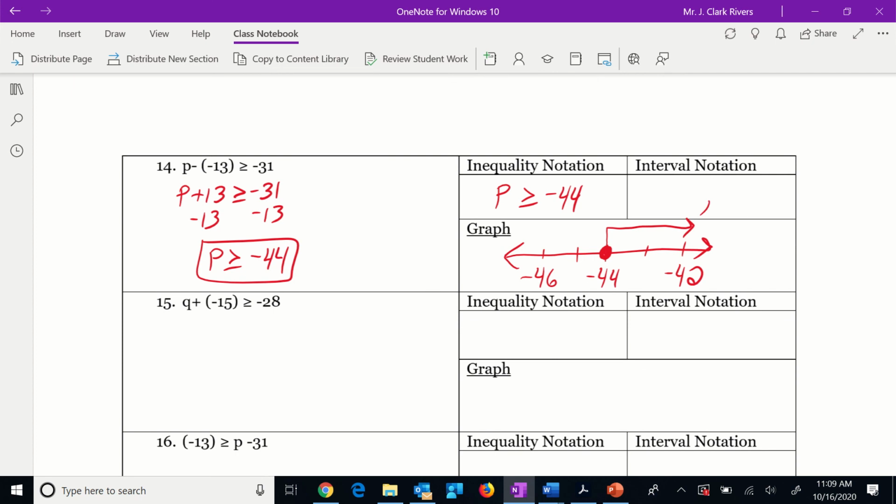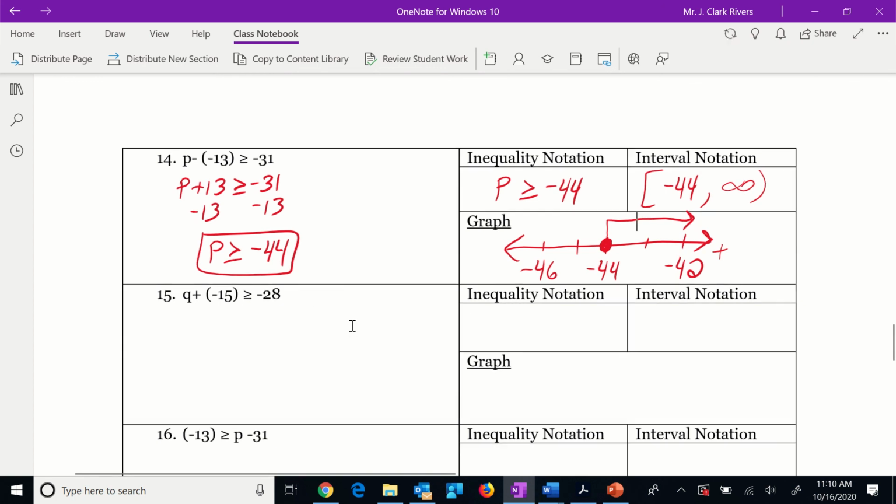Comma in the middle for our interval notation. If we shade it to the right forever, the high end, right, all the greater than numbers are to the right, the high end is infinity. Infinity always gets a parenthesis, an open interval. The low end is negative 44. We don't go any further to the left than negative 44. Open or closed circle? Closed circle. So do we have a parenthesis or a bracket? Bracket. There you go. Negative 44 is included in the solution set.